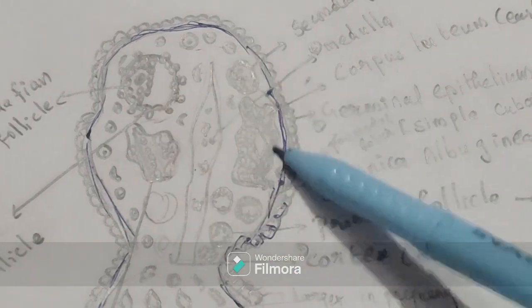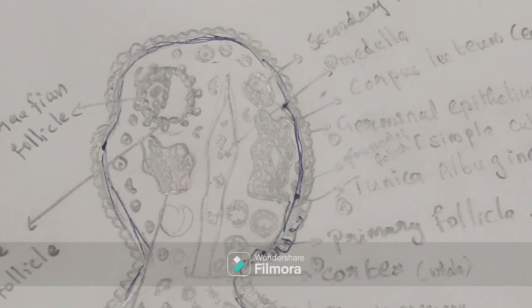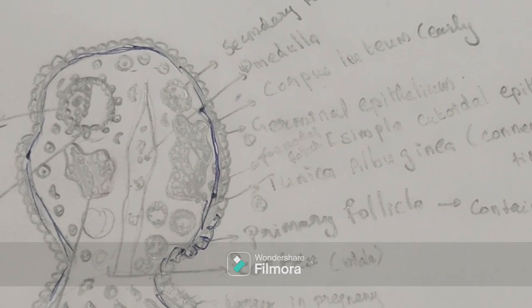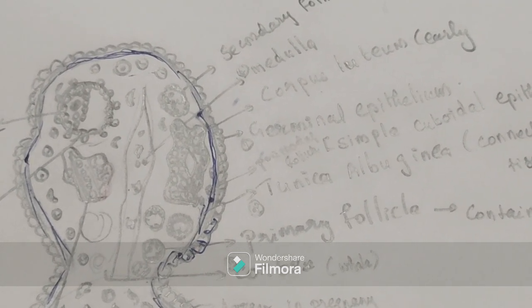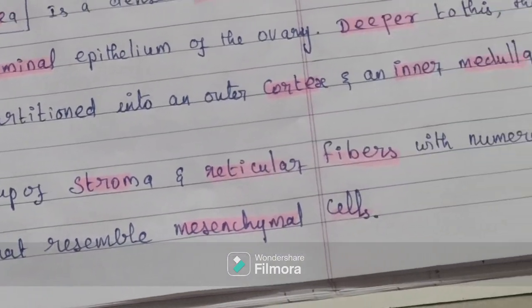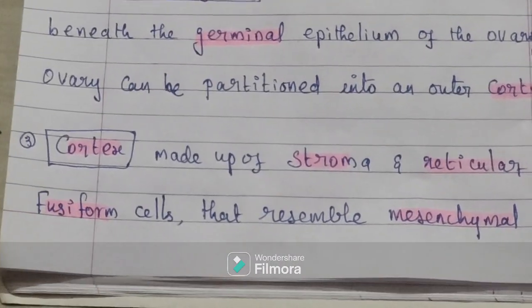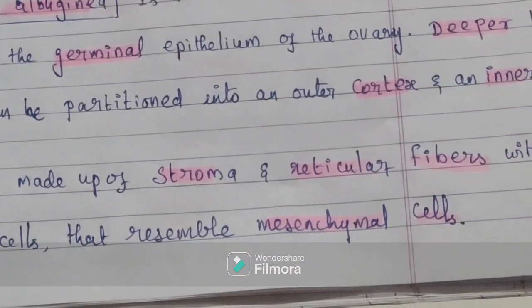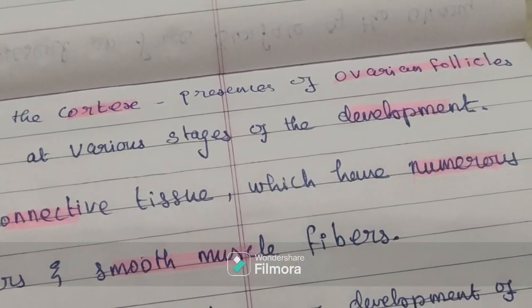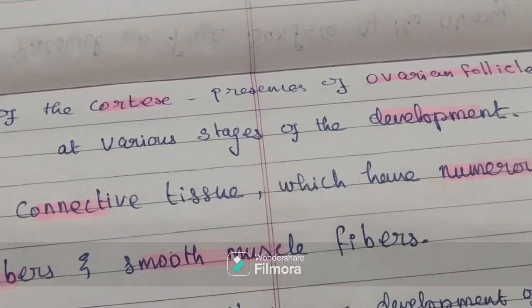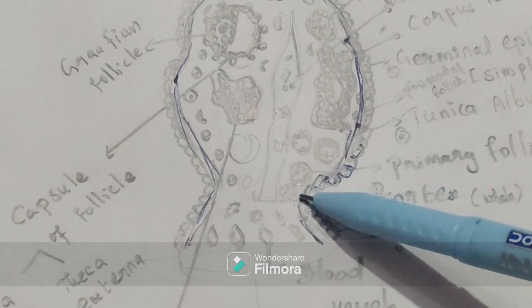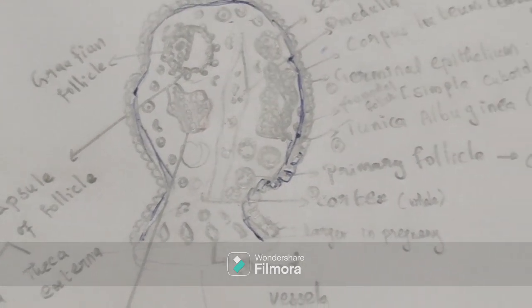Next one is the cortex. The cortex is made up of stroma and reticular fibers with numerous fusiform cells resembling mesenchymal cells. In the stroma of the cortex, there are ovarian follicles at various stages of development.